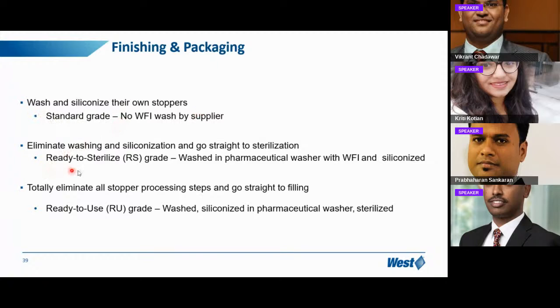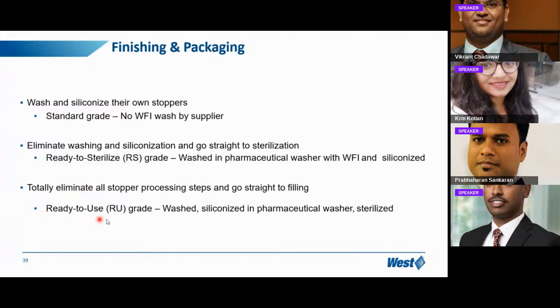The other grade, ready to sterilize, meaning we wash at our side with the water for injection and then siliconize, and then the customer or the drug manufacturer can sterilize on their own at their premises.